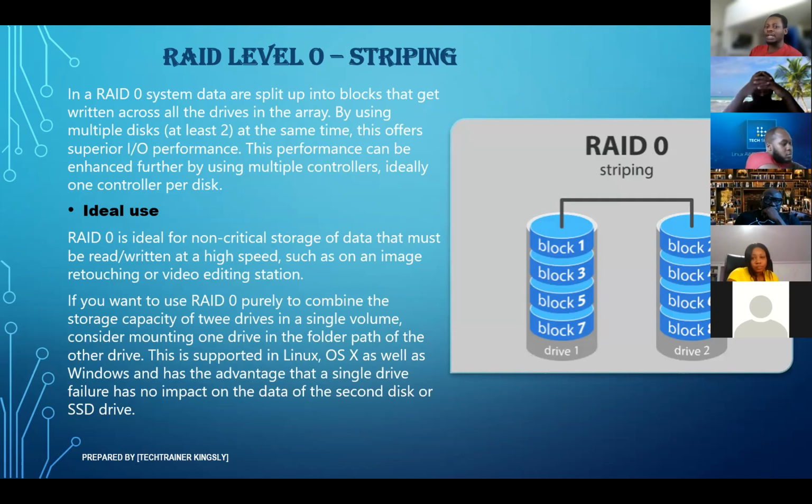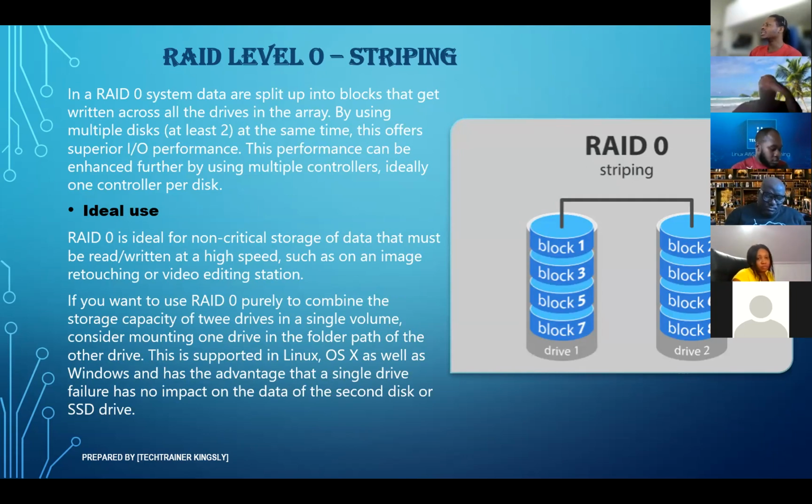Striping means you just take the data and clone it to the other one, so both of them are getting filled at the same time. It says in RAID 0, system data are split up into blocks that get written across all the drives.